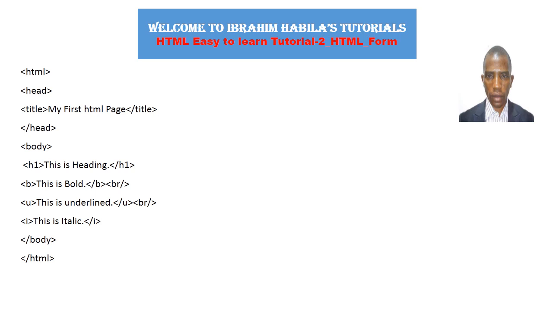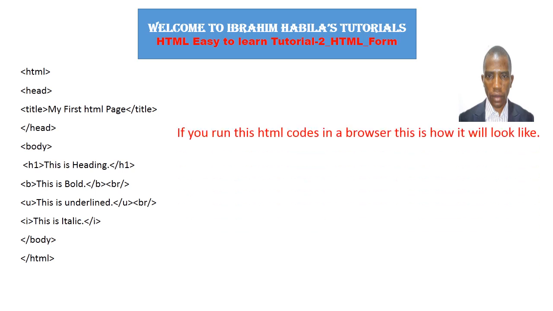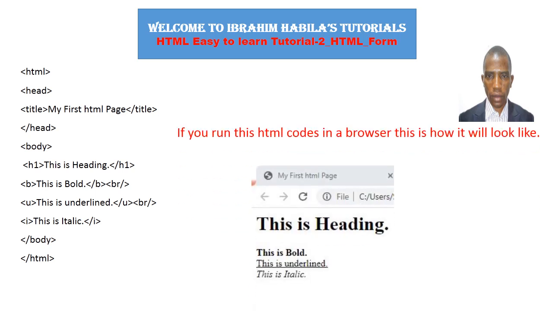In my previous tutorial, I showed you how to write tags with their headings, bold, underline, italic, and the rest of it. So this is how they will show in a browser if you try to use them. Run it, and the outcome will be: this is bold, this is underline, and this is italic.